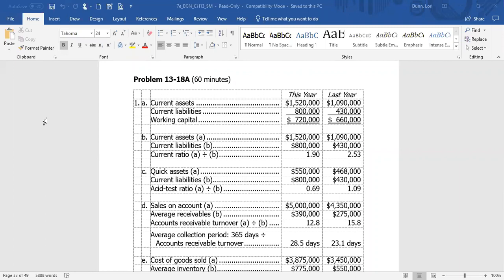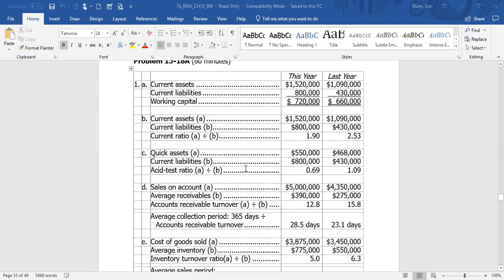Last year's computation would have been the 365 days divided by 15.8, so 23.1 days. So we're collecting our money a little longer out there. It's taking us 5 extra days now to collect our money as compared to last year. So that is a weaker financial situation.